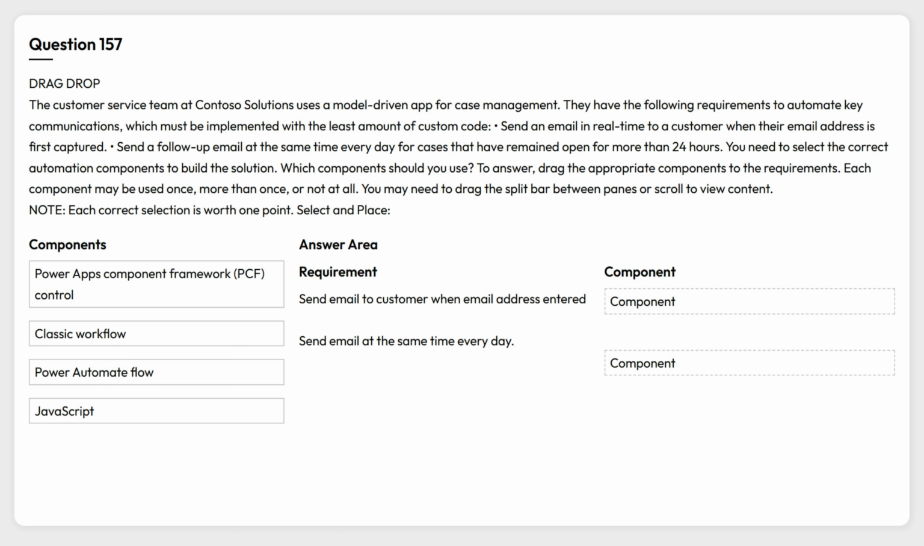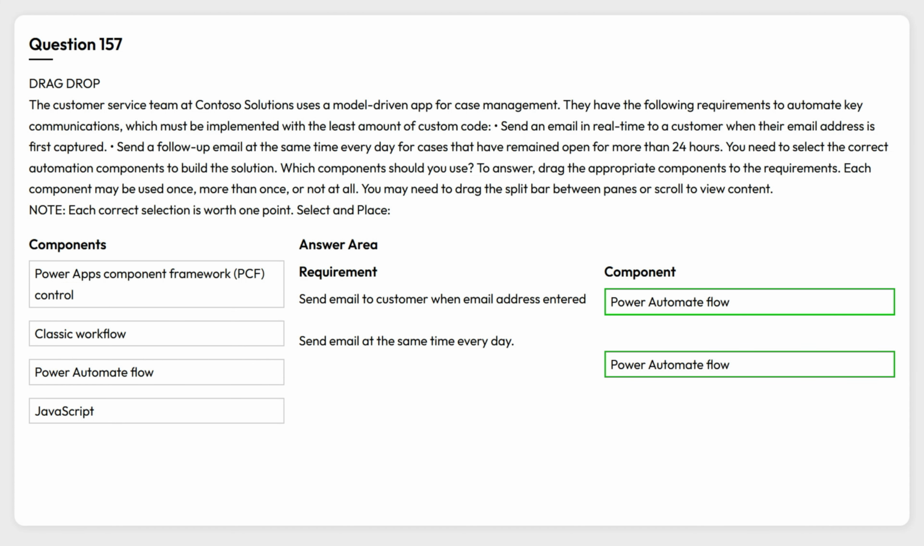On the left side, you have the components. On the right side, you have the requirement and you need to choose the correct component. The first requirement is send email to customers when email address entered. The correct component is Power Automate flow. The second requirement is send email at the same time every day. The correct component is Power Automate flow.